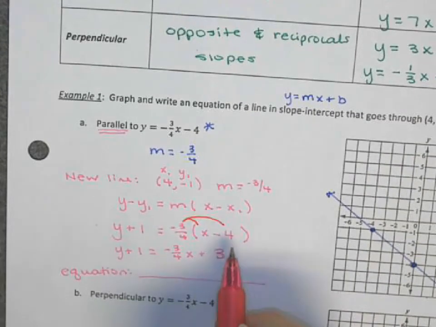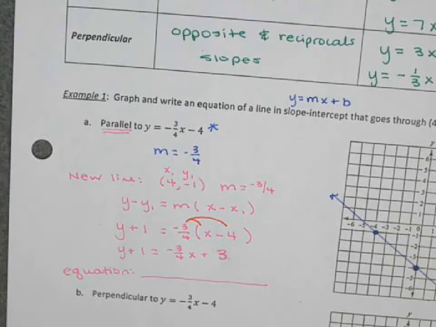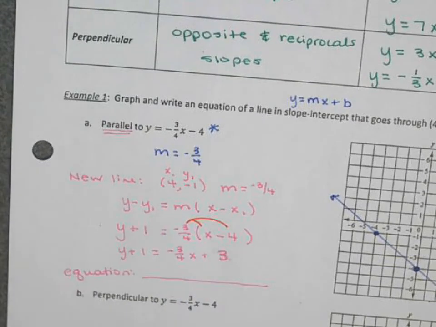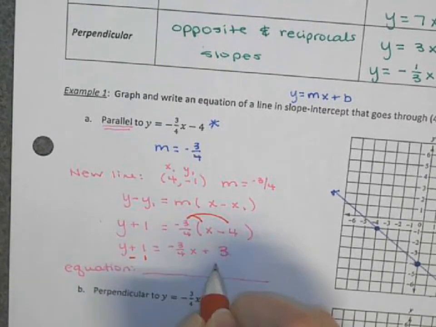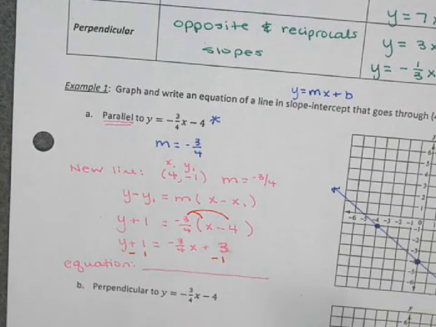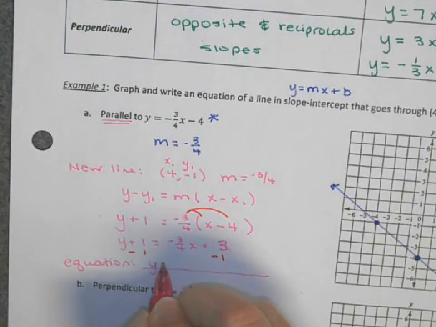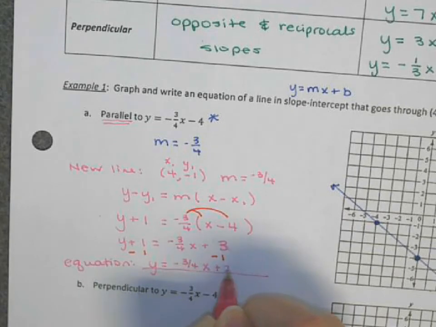-3 times -4 divided by 4 is just going to be a positive 3. Negative times a negative is a positive. When you multiply by 4 and divide by 4, it turns into just 3. Okay, I almost have y by itself, but I have one more thing to do. Subtract 1 on both sides. And when I do that, I get y equals -3/4 x plus 2.